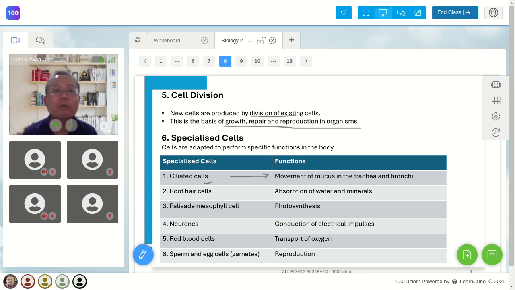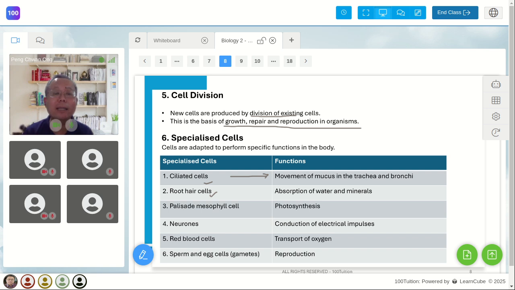Okay, next, the root hair cells. The root hair cells are not in animals, but mostly in plants. The function they perform is that they absorb water and minerals. So the cells are adapted and then they perform these special functions.